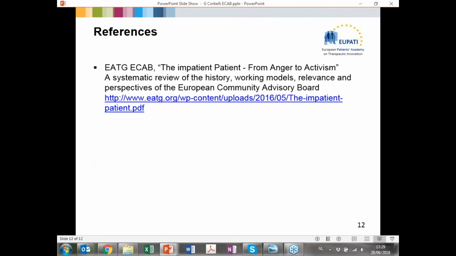The next slide is my last slide, and this is the reference to a publication which was made some years ago about the work of Ecab within EATG. You can check this publication if you want more information. I also would like to mention that this presentation is part of a EUPATI starter kit about community advisory boards, which you can find on the EUPATI website. And of course, I'm happy to answer any question you may have. Thank you for your attention.